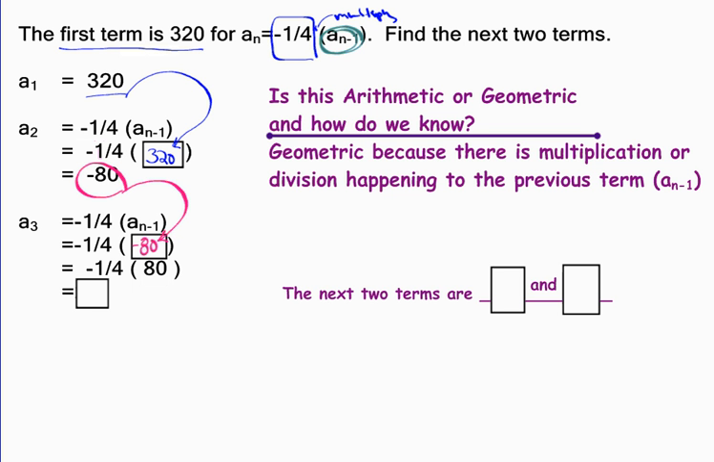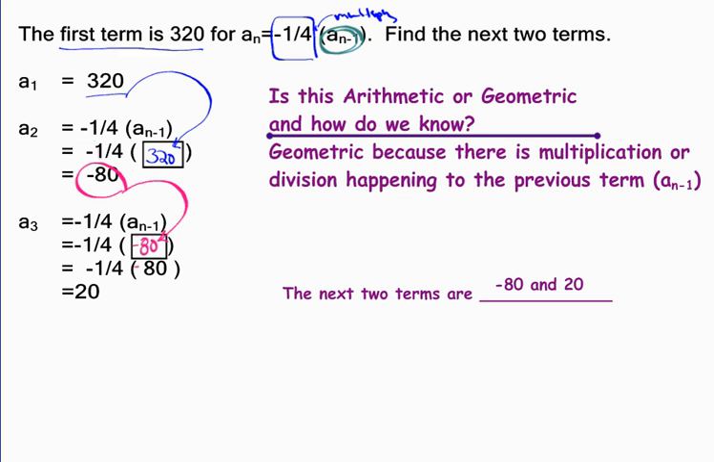Okay, and I'm going to do my, I don't know what the problem is here. I don't know why I have that down there twice. And I'm going to do my multiplication, and I'm going to get +20. So the next two terms in my sequence are -80 and +20.